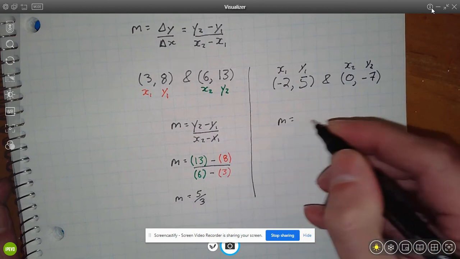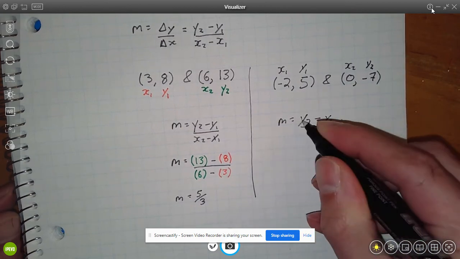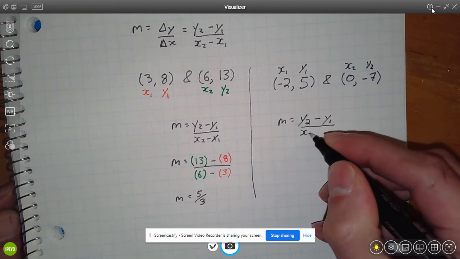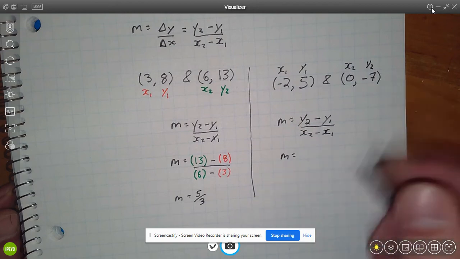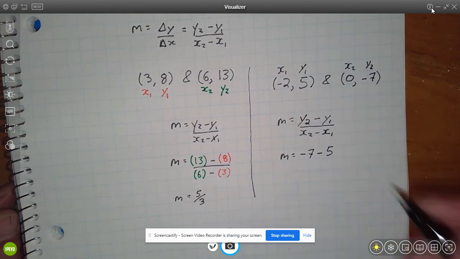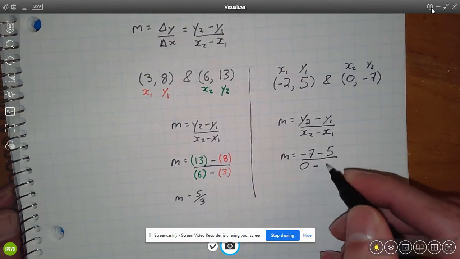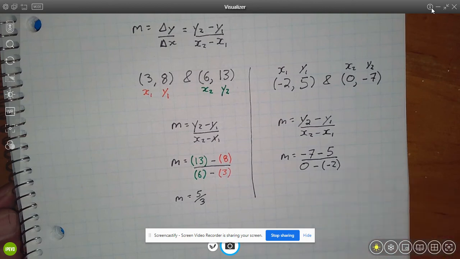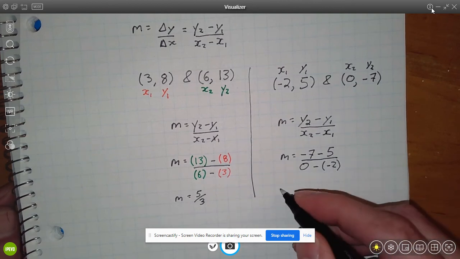So again, I'm going to start with my slope formula. I like writing down the formula as the first step of the question. It helps me stay organized. It helps me know exactly what I'm substituting. So y2 in this case is -7. I'm subtracting y1, which is 5. And then x2 is 0, and I'm subtracting -2. So be really careful with all of our negative signs.